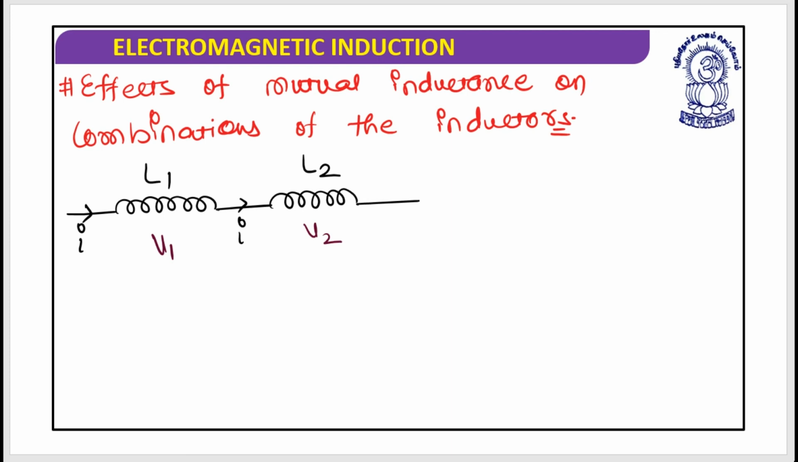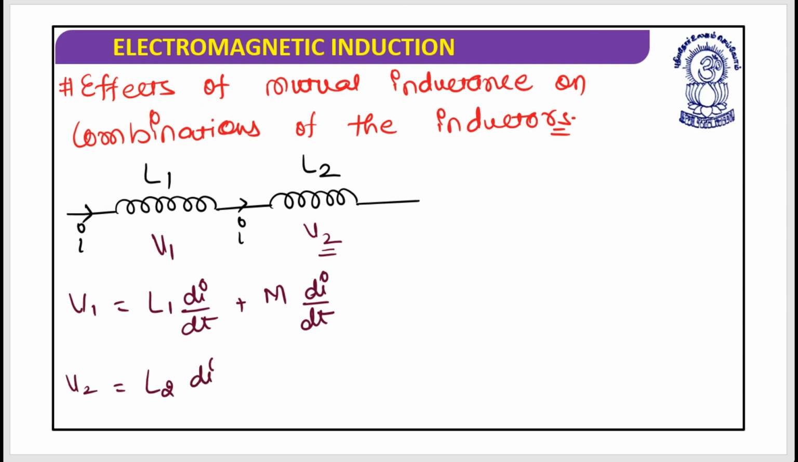So V1 is equal to L1 di/dt plus the effect of mutual inductance, M di/dt. Now the potential drop across the second coil, I mean the second inductor, V2, would be equal to L2 di/dt plus M di/dt. I hope this is clear.